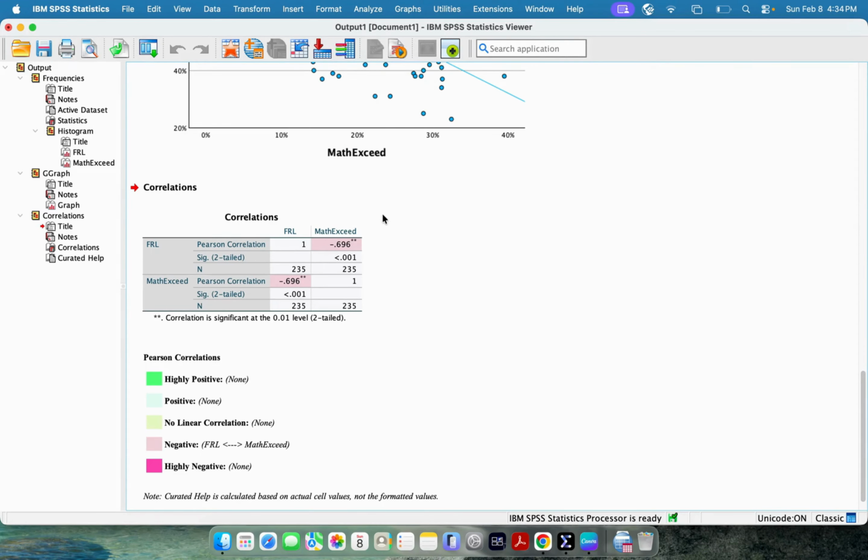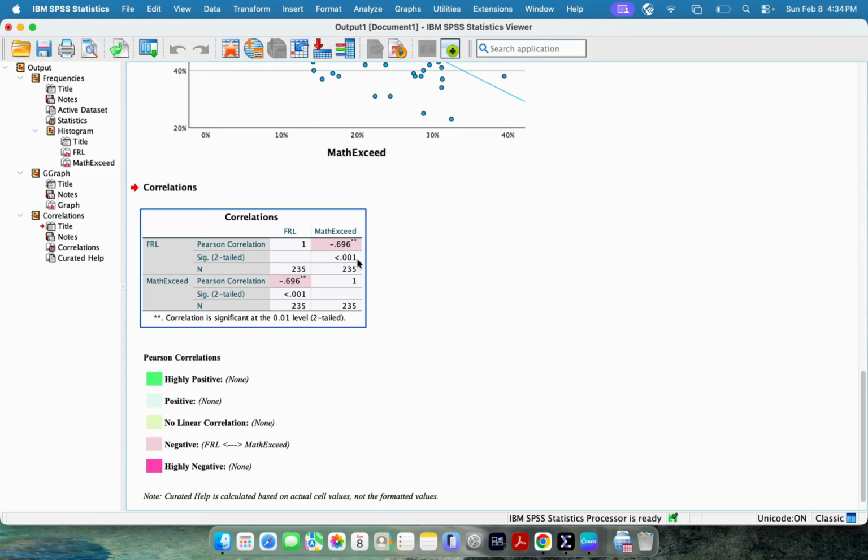So I'm looking here at the correlation. The Pearson correlation analysis revealed a strong negative correlation between free and reduced lunch percentage and the percentage of students scoring at the exceeding level in math, with the correlation coefficient right here of r equals negative 0.696, with a significance level right here of p being less than 0.001.